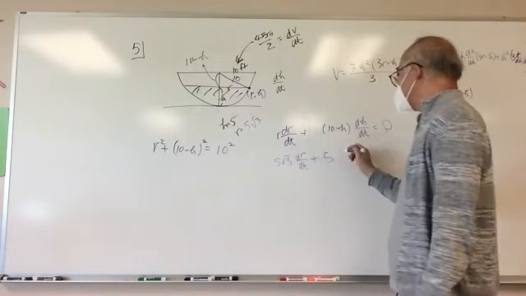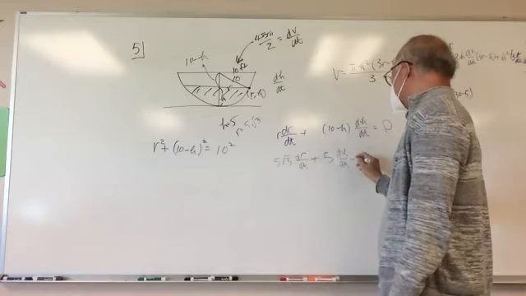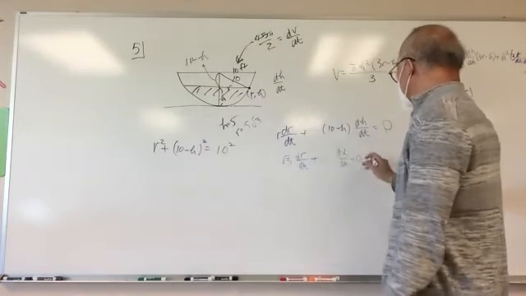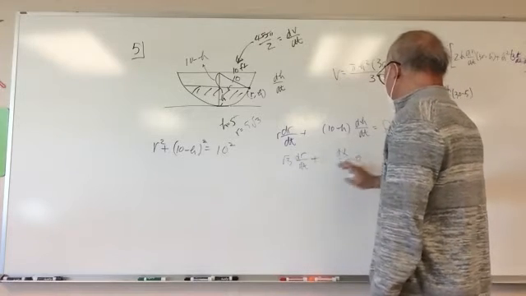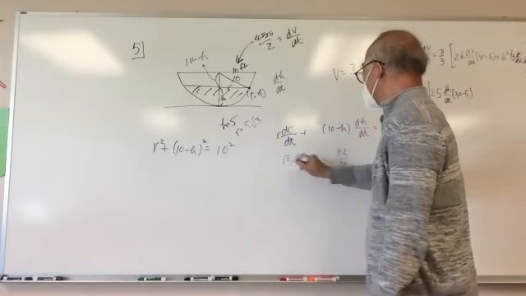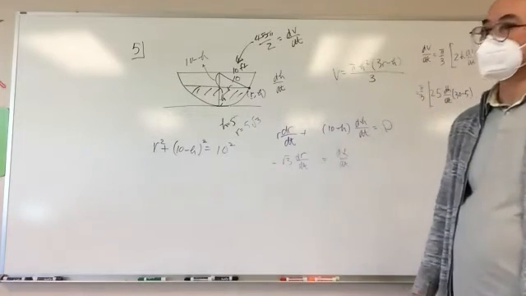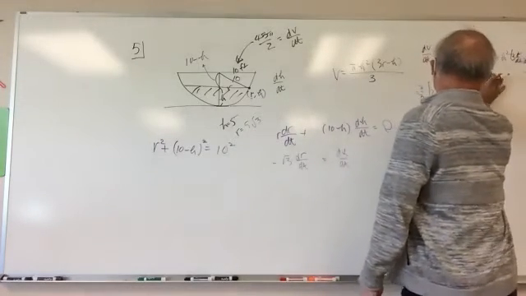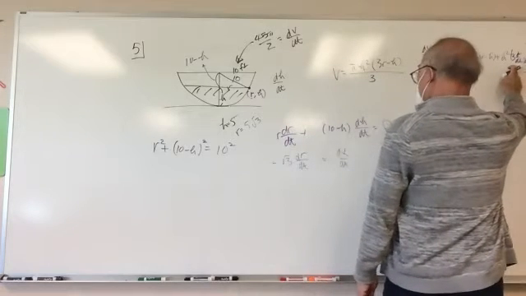dr/dt plus this was 5, right? H is equal to 5. dH/dt is equal to 0. 5's cancel out. So dH/dt is going to be equal to negative dr/dt. Right? So we put that in here. What do I get here?